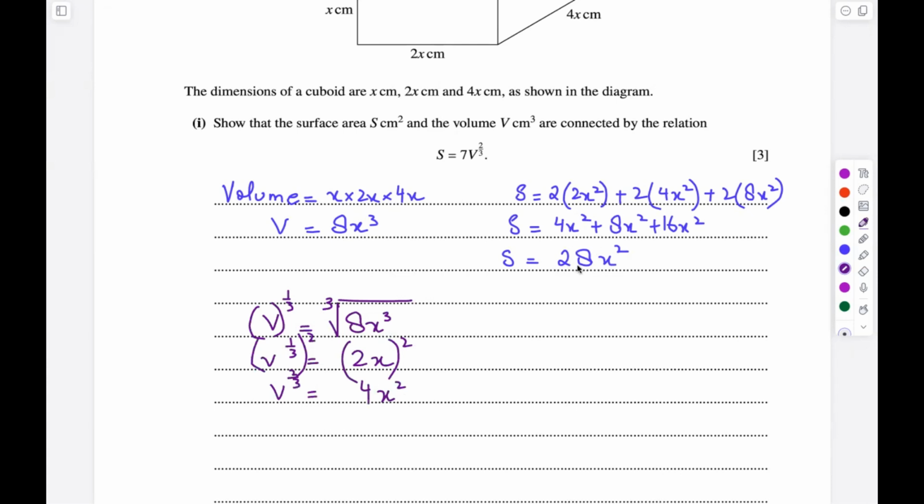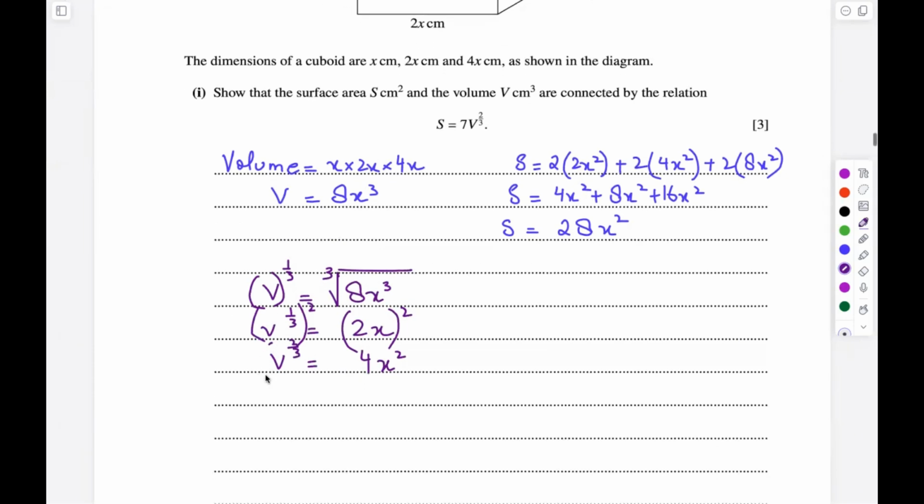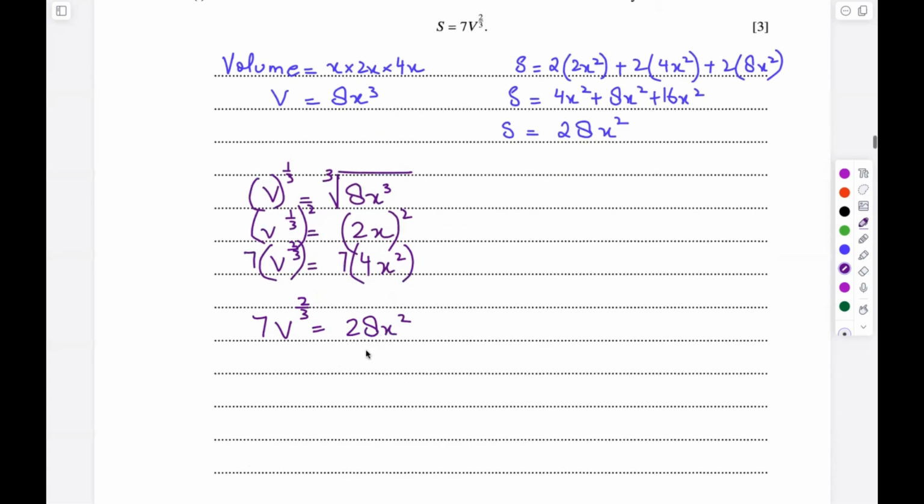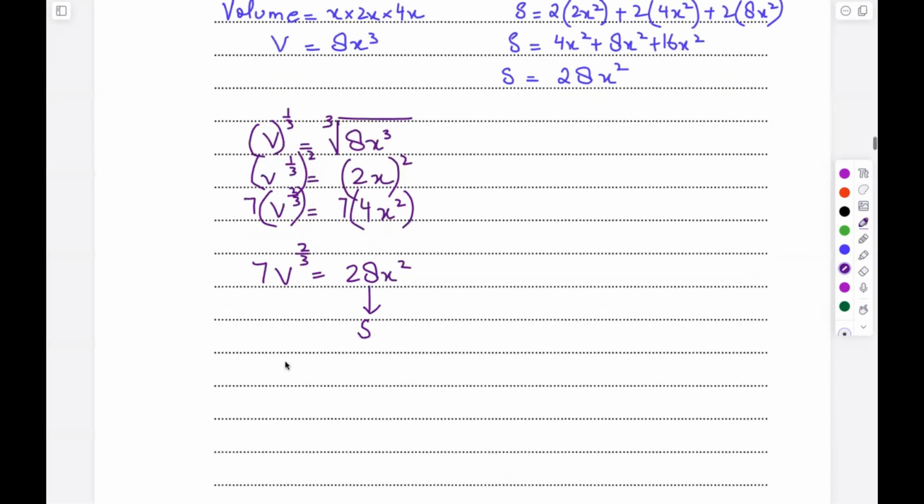Now, as the surface area was 28x squared, we'll have to multiply V to the power 2 upon 3 by 7. So multiplying both the sides by 7, this will become 7V to the power 2 upon 3 is equals to 28x squared, which basically is the surface area. So we can write this as the surface area. So the surface area will be equals to 7V to the power 2 upon 3.